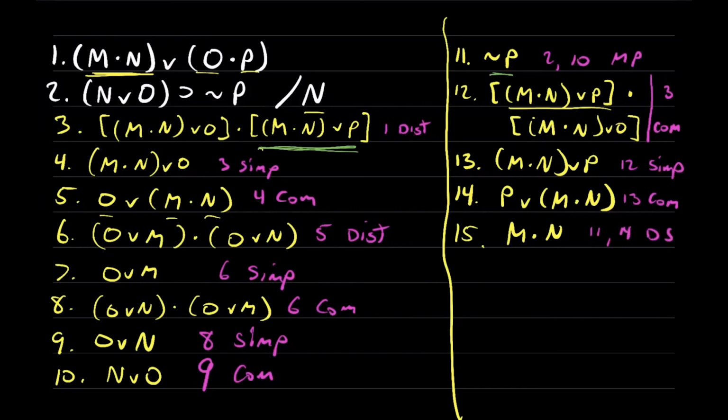Now we're just trying to get N on its own line. We have M and N, so obviously N is true. N just needs to be on the left side of that conjunction. So I'm going to rewrite line 15 as N and M. That's going to follow from line 15 by commutativity. And finally, very last step, we can get N on its own line, and that follows from line 16 by simplification.